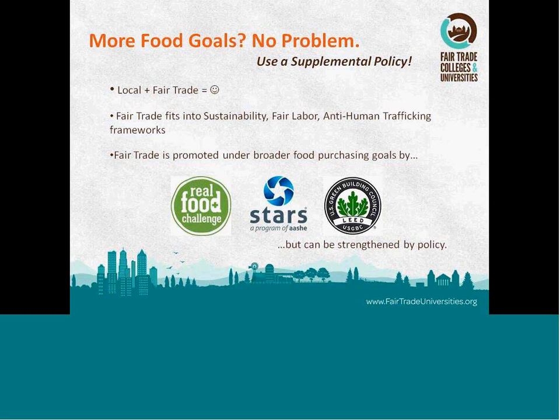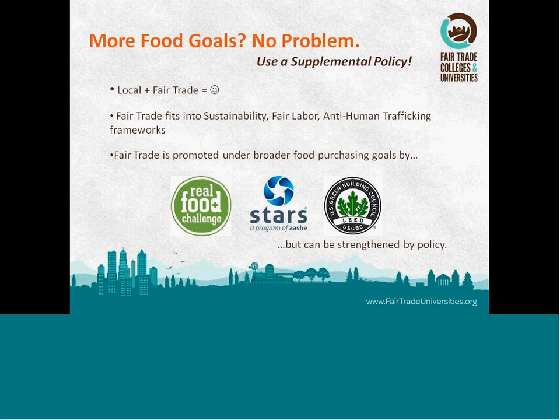So you can have your local purchasing for products available made in the U.S. and locally, and then you can have fair trade that complements it for imported goods. Fair trade also fits into sustainability frameworks, fair labor frameworks. So any kinds of efforts going on in your campus, you can really be collaborative with those efforts and see how fair trade fits in.